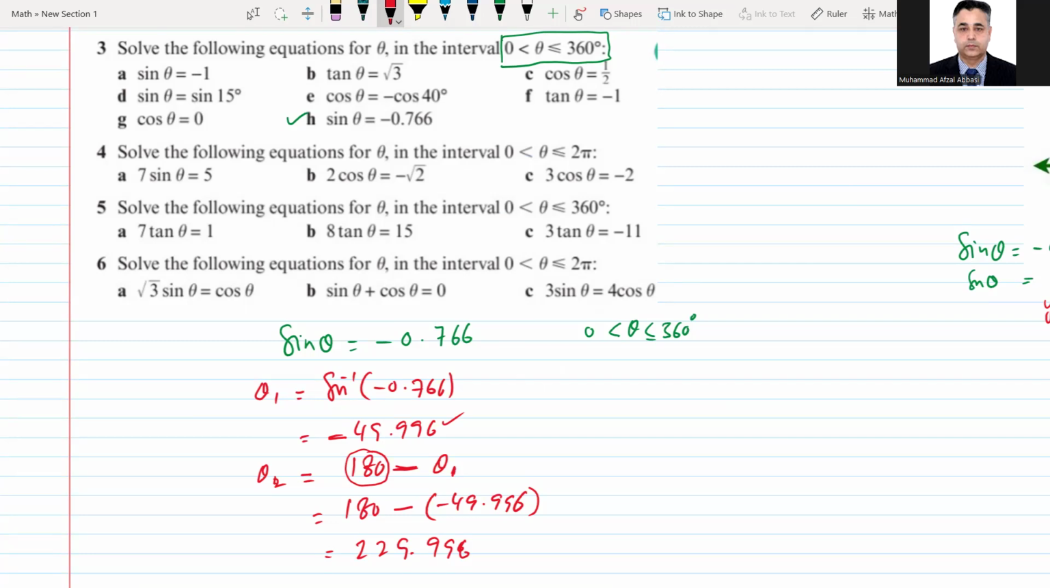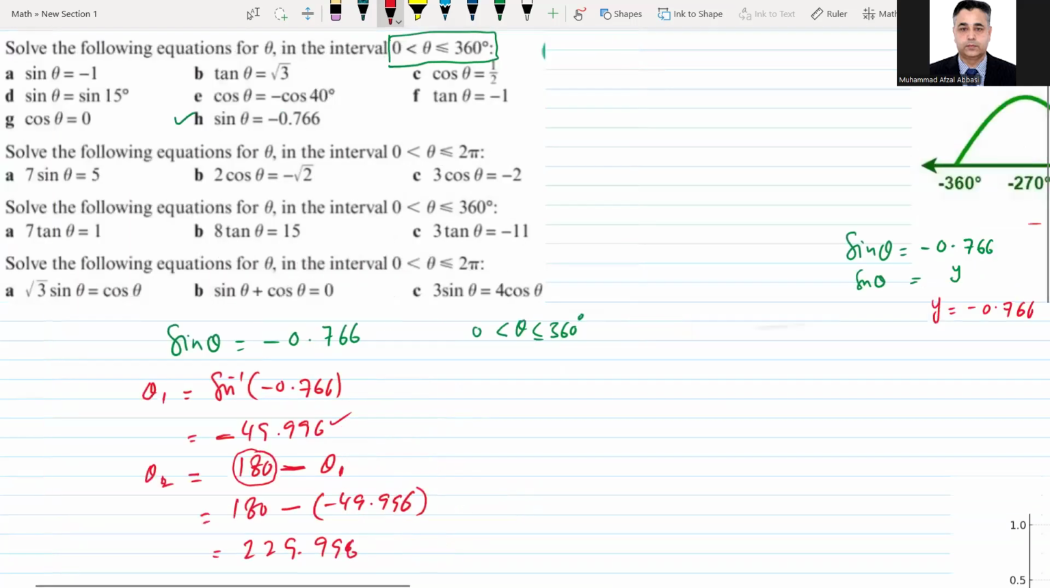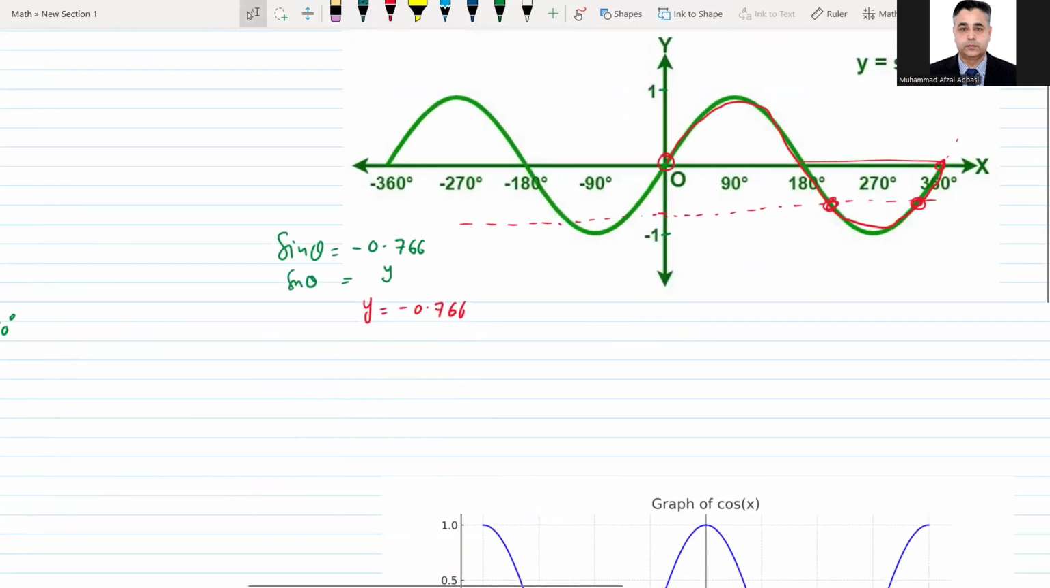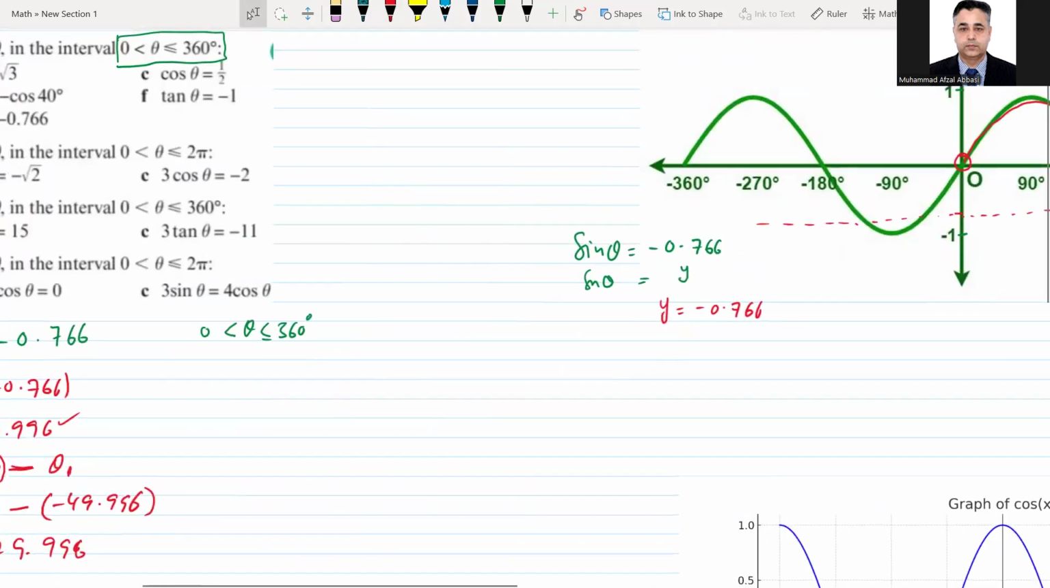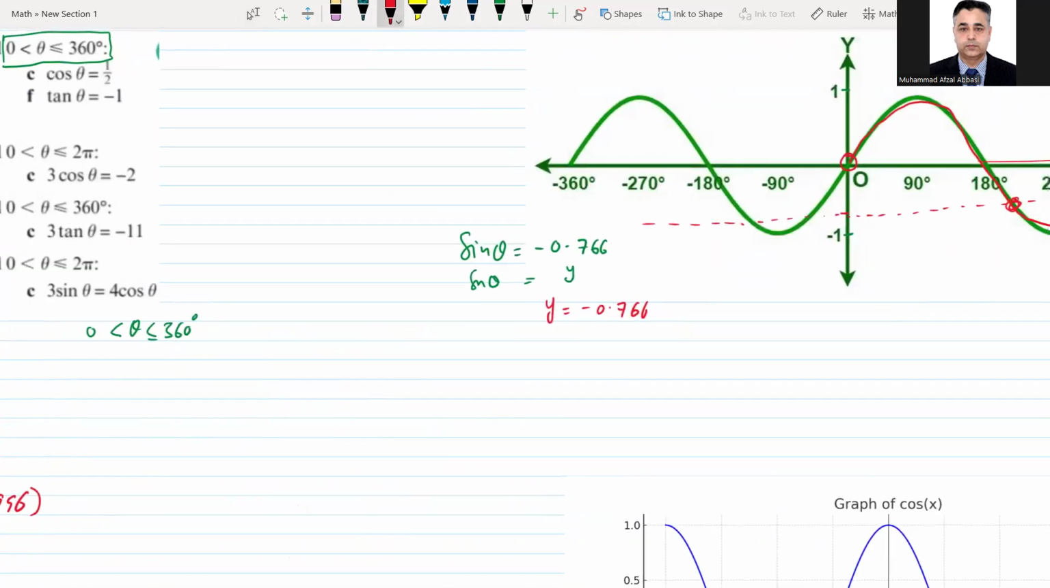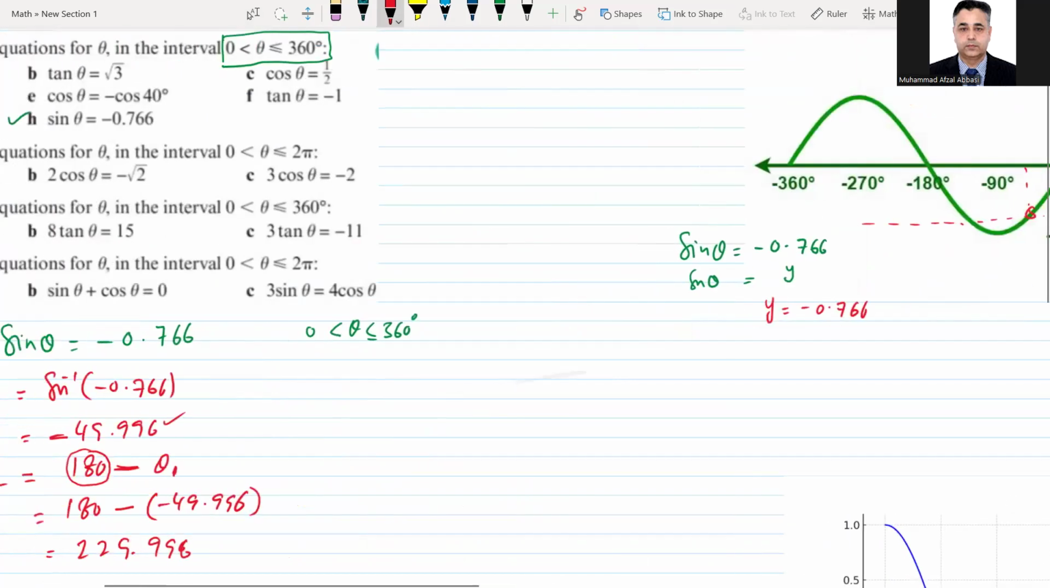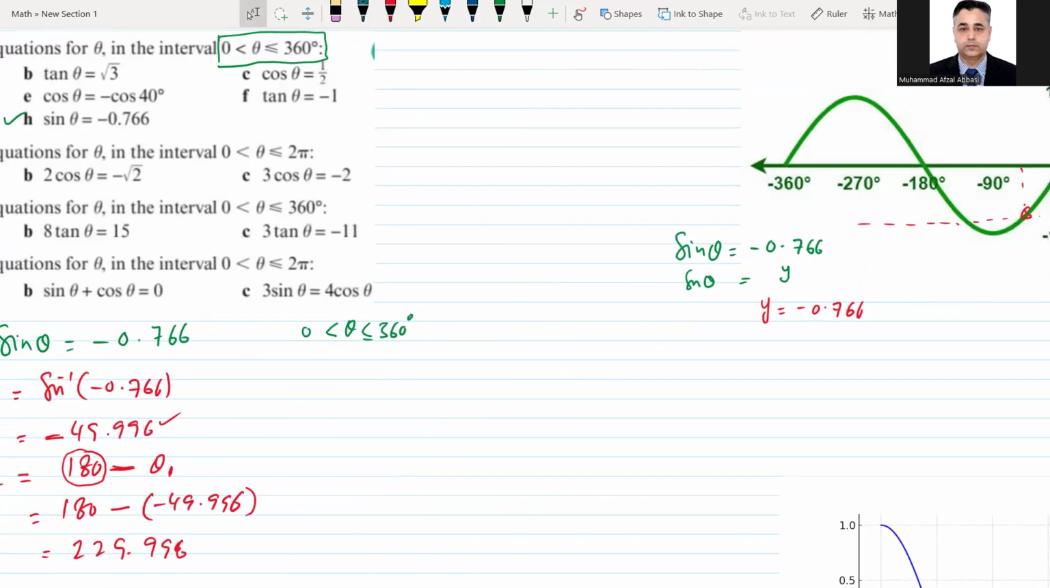Now we'll come to the interval of the angle. The interval is 0 to 360. We see that the first answer that we obtained is not falling in that range, so that will not be part of our solution. However, if we look at this graph, we know that negative 49 is somewhere here. That's why we got negative 49. But because of the interval we are told, we will not take this.